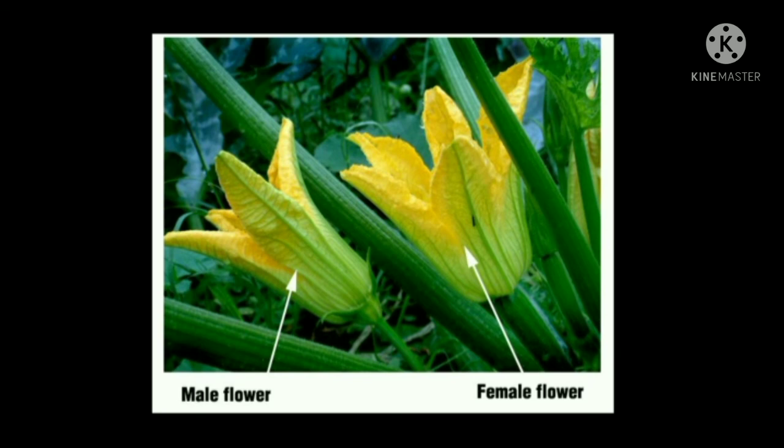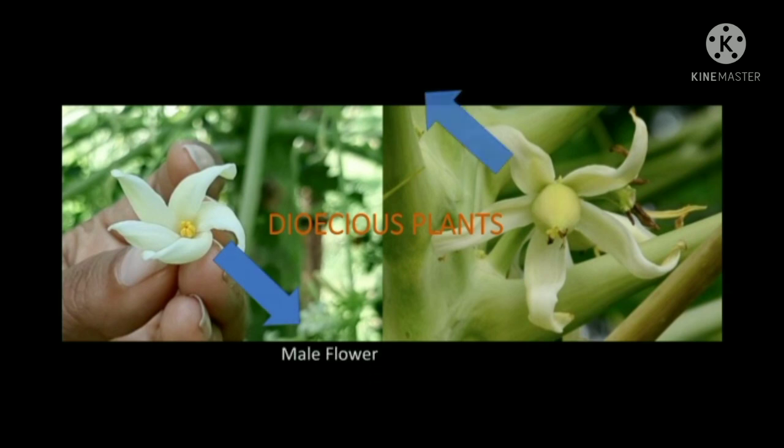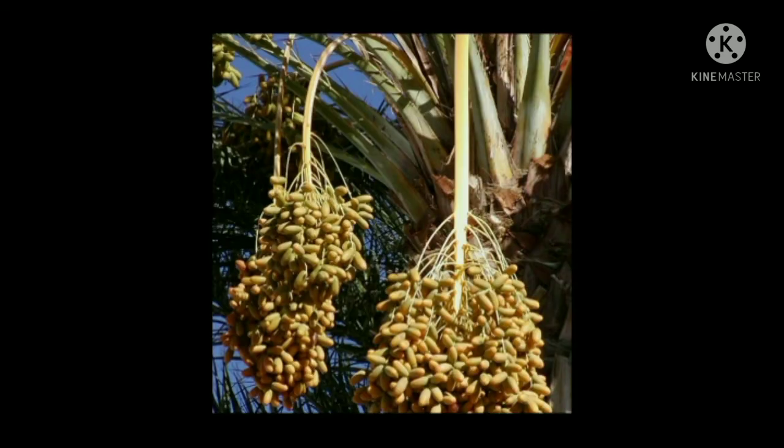There is one more type of plants called dioecious plants. It either bears male flower or female flower. They don't occur together. Date palm and papaya are examples for this. In this type, there are distinct male plants and female plants.